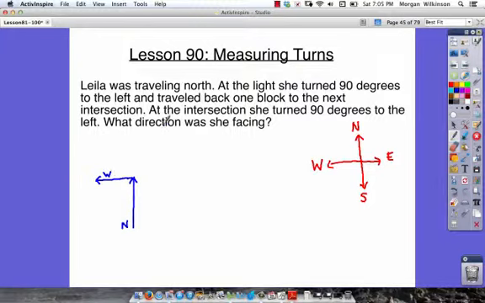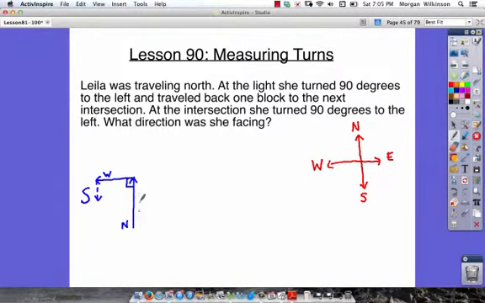At the intersection, she turned 90 degrees to the left. What direction was she facing? So if she went here, 90 degrees, we'll make our box to show it's 90 degrees. And then she turned to the left again, so she was heading in this direction and she turned left. She must be now going in this direction or looking in this direction. What direction was she facing? Down. On our compass rose on a flat map, that's always south. So our answer is south.